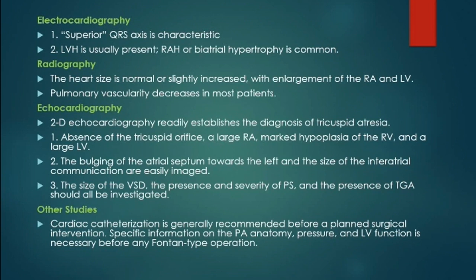Cardiac catheterization is generally recommended for any patient with tricuspid atresia before planned surgical intervention, because we need to demonstrate specific information like the pulmonary artery anatomy, the mean pulmonary artery pressure, and left ventricular function. These are all important pieces of information before front-end surgery.